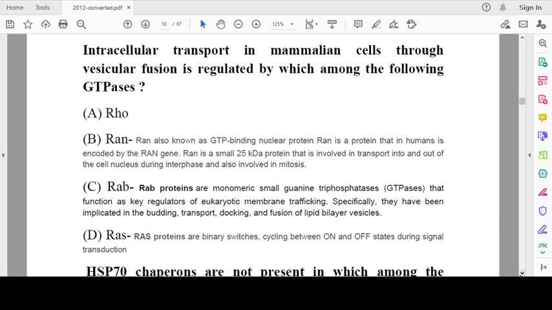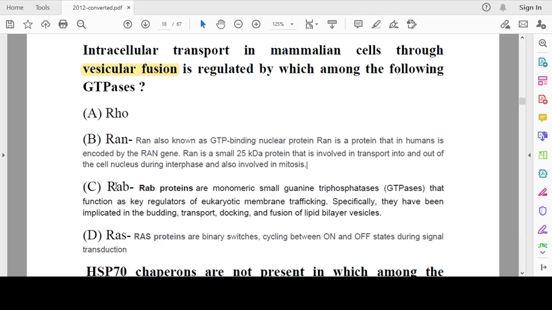Next, for intracellular transport in mammalian cells, vesicular fusion is regulated by which among the following GTPases? So Rho is a protein which is involved in termination. RAN is also called a GTP-binding nuclear protein, and in humans it is encoded by the RAN gene, whose size is 25 kilodalton. It is involved in transport into and out of the cell nucleus during interphase, and it is also involved in mitosis. But they are asking which is involved in vesicular fusion.